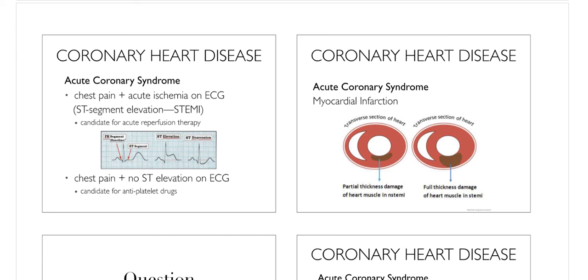So a person who has chest pain plus acute ischemia that you can see on the EKG is then a candidate for acute reperfusion therapy. But if they only have chest pain with no ST elevation, then they're only a candidate for antiplatelet drugs.